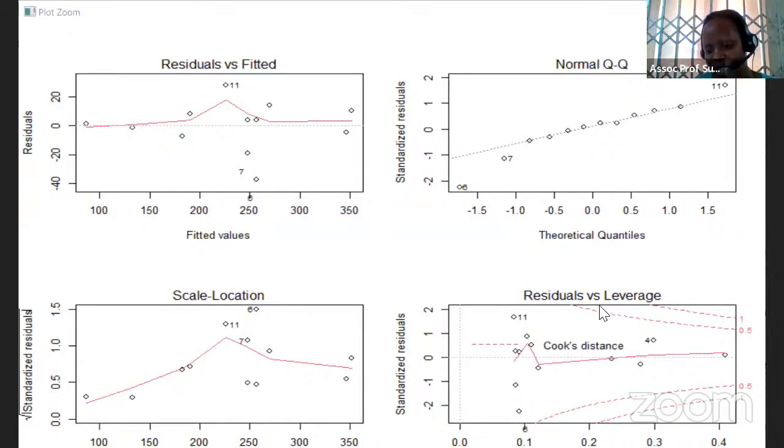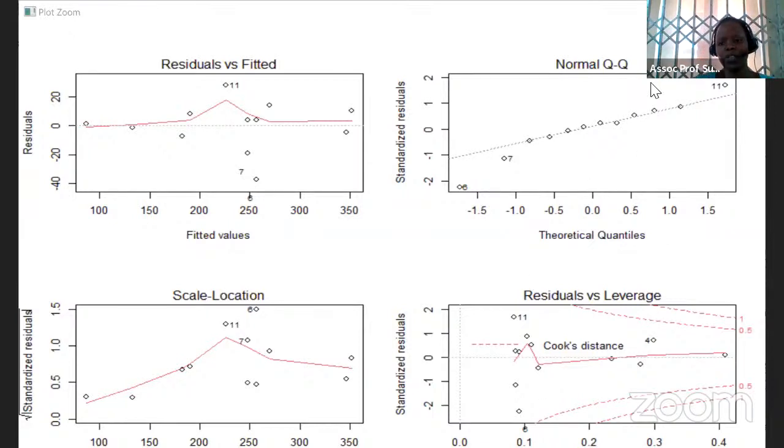So the dotted lines you see here are like a threshold for you to determine whether that particular residual is an outlier or it is just high. So we see that our data shows that our residuals are not outliers. Okay. Then we said residuals versus time order gives us tests for independence.